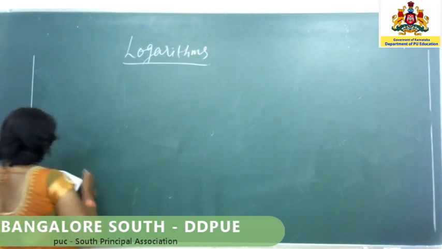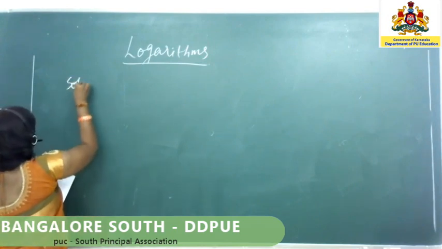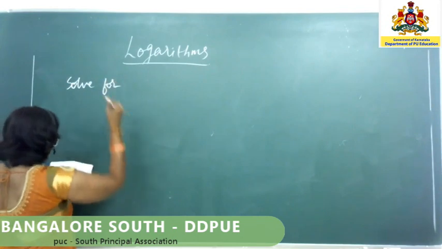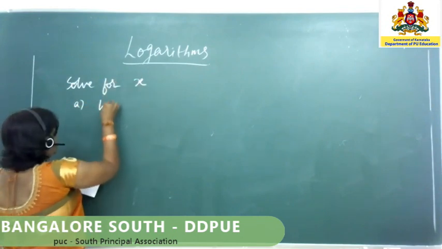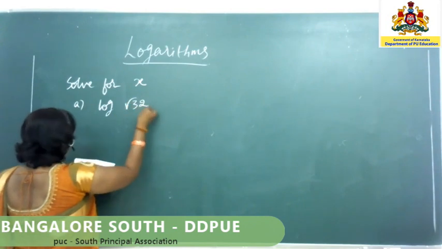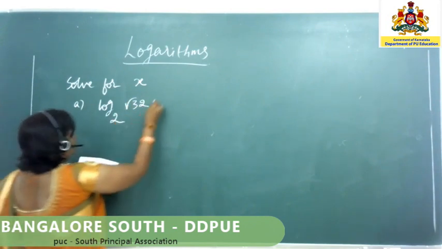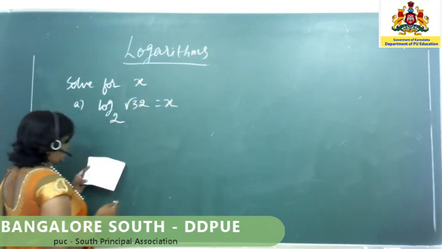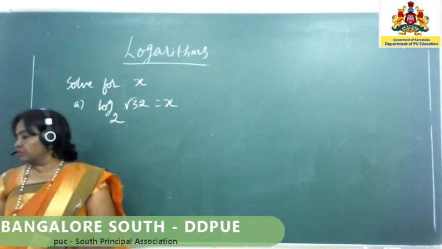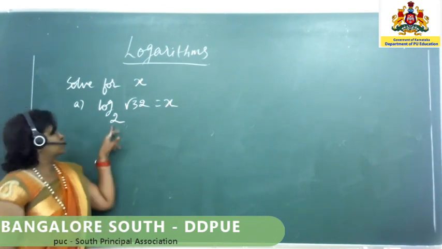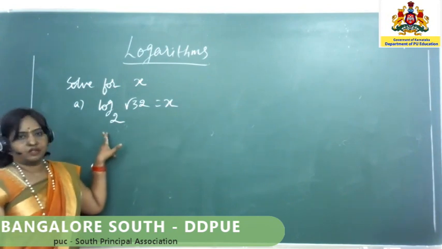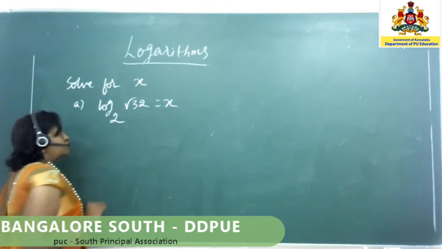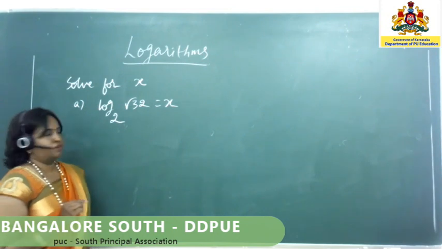Next, solve for x. Log root 32 to base 2 is equal to x. You should find the value of x here. First, you should express this in exponential form.